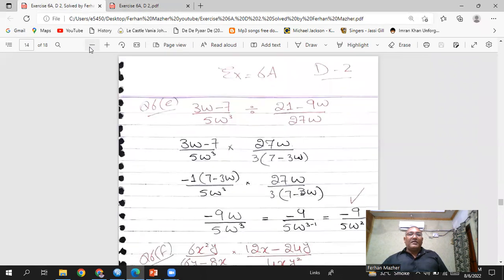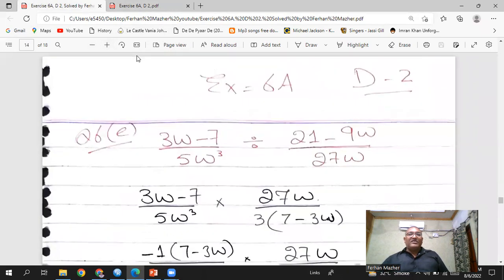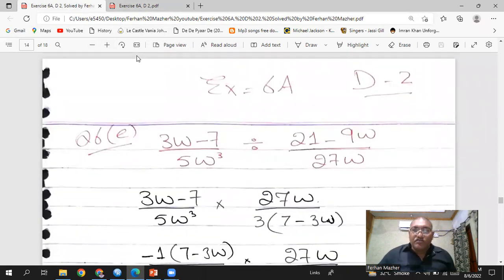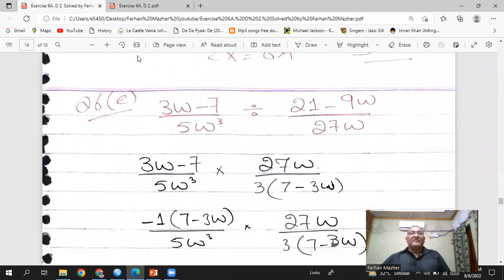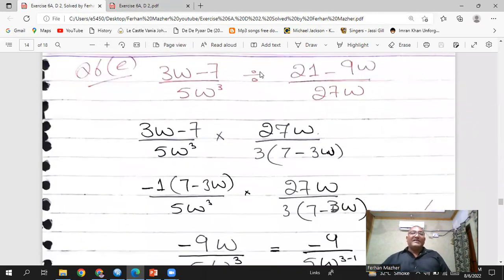Okay, so this is the question which is coming up, question number 6, E part. Now you can see I will convert this divide sign into multiplication sign, and this fraction will reciprocate. So 27w divided by 3. I've taken 3 common from these two. Okay, 3 is common, so in the bracket you will have 7 minus 3w.